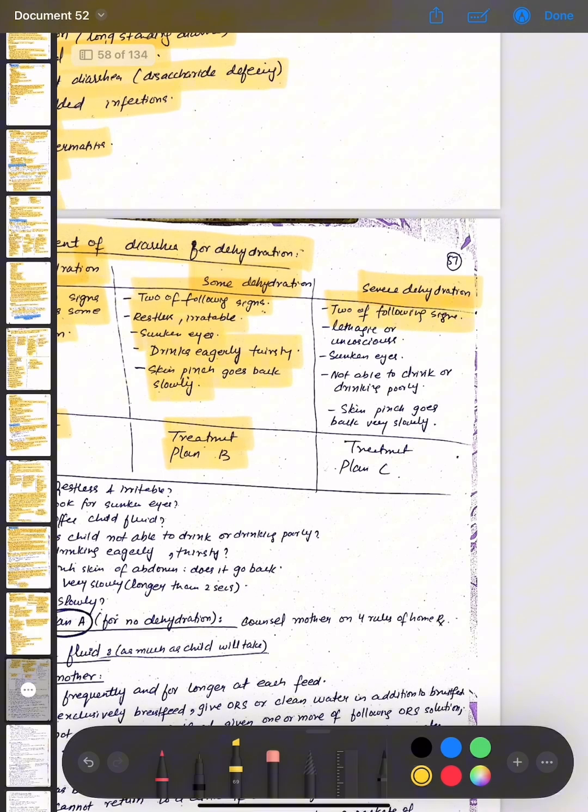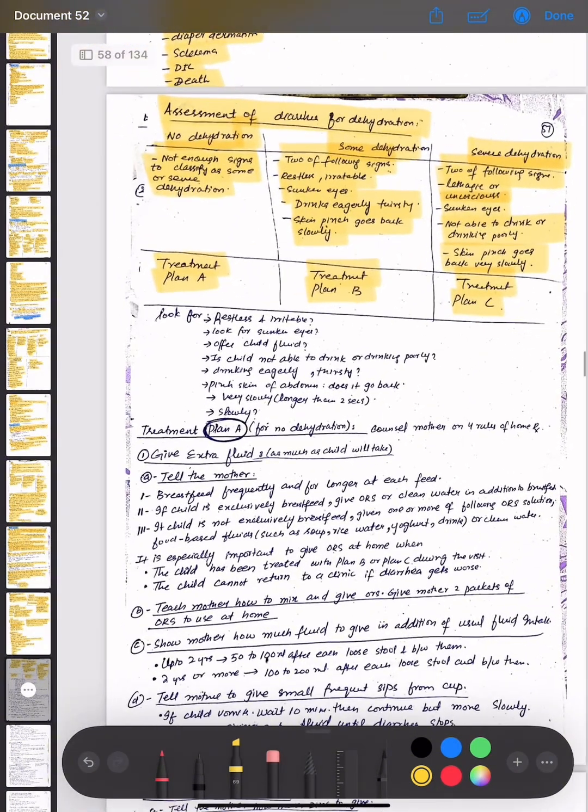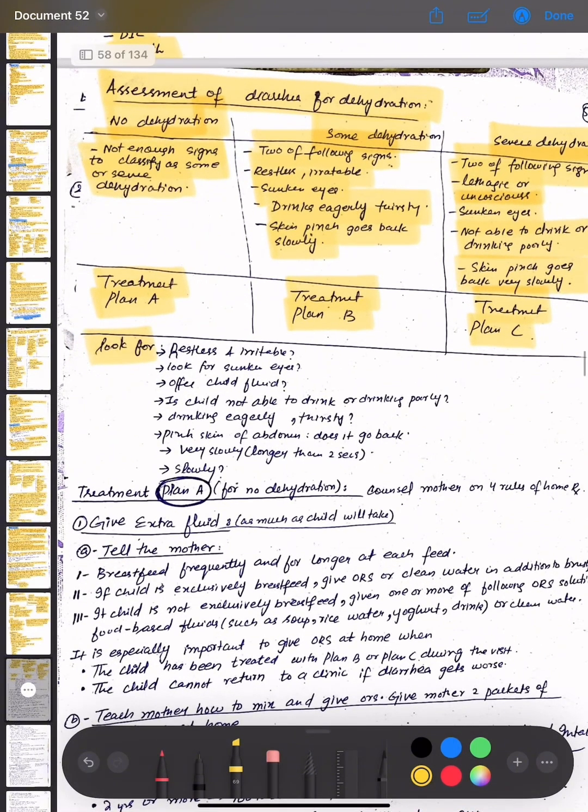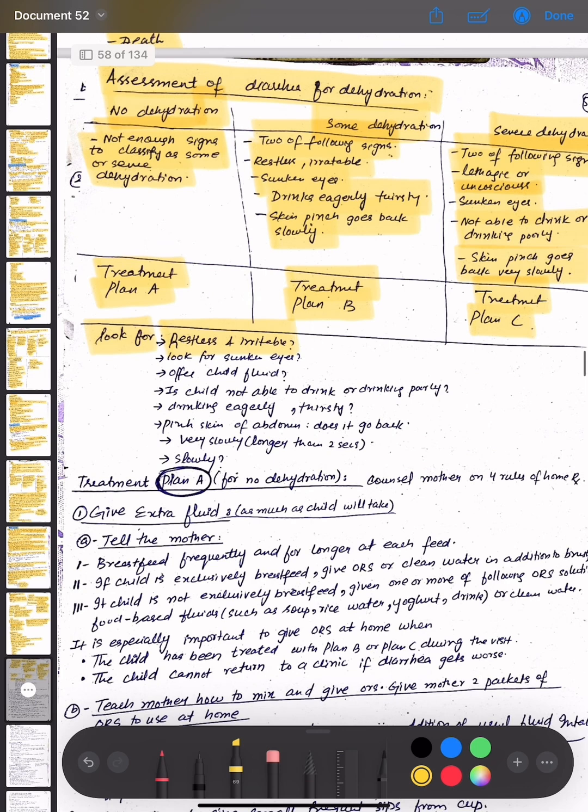For severe dehydration, 2 of the following signs: lethargic or unconscious, sunken eyes, not able to drink or drinking poorly, and skin pinch goes back very slowly. Treatment plan C is given for severe dehydration. Now, for assessment, the following things are also seen: restlessness and irritability. Look for sunken eyes. Offer the child fluid. Is the child not able to drink or drinking poorly?